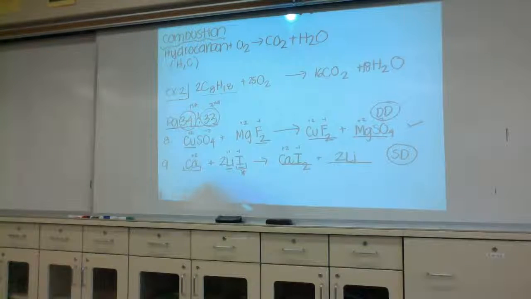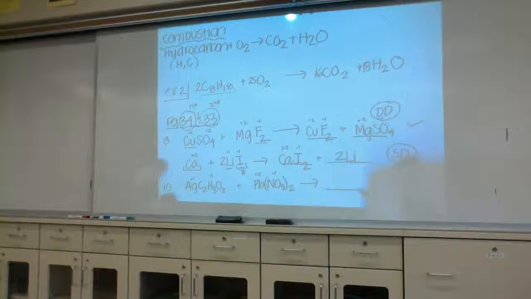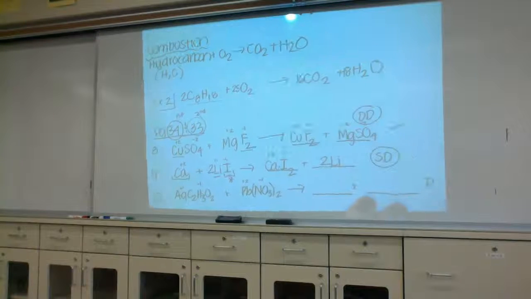Okay, I'm going to do silver, this number 10 with you, and then you guys are on your own. So, silver acetate, that's Ag, that's a +1. Acetate is C2H3O2, that is a -1. Plus, lead 2 nitrate, lead 2, that's a +2. Nitrate is an NO3, that's a -1. If you crisscross, you're going to get PbNO3 goes to, and they give you 2 products. I know that this guy has to be double displacement, okay?